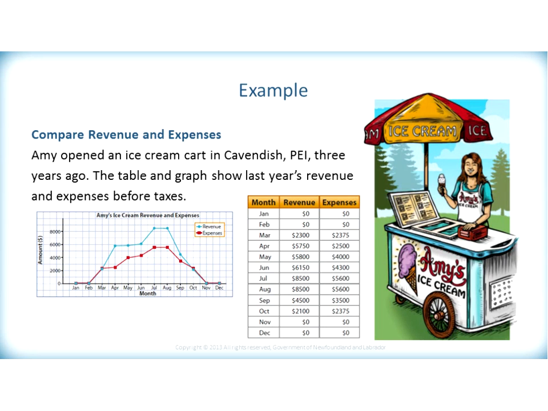So here is our first example. Amy opened an ice cream cart in Cavendish, PEI 3 years ago. The table and graph shows last year's revenue and expenses before taxes. So you can see the graph. The red shows her expenses and the blue shows her revenue. And we have a table that gives us the exact same numbers. You'll notice that in January, February, November, and December, there are no revenue and no expenses. So this means that likely she didn't have her cart open during this time.